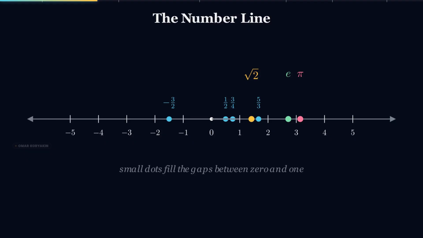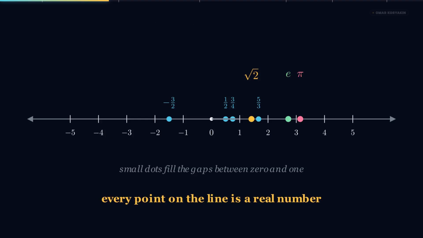Watch the density of the line. Many small dots fill in the gap between 0 and 1. The line is dense, which means between any two numbers, no matter how close together they look, there is always another number squeezed in between. You can never zoom in far enough to find a stretch of the line that has no numbers in it. This is why the number line is described as continuous.